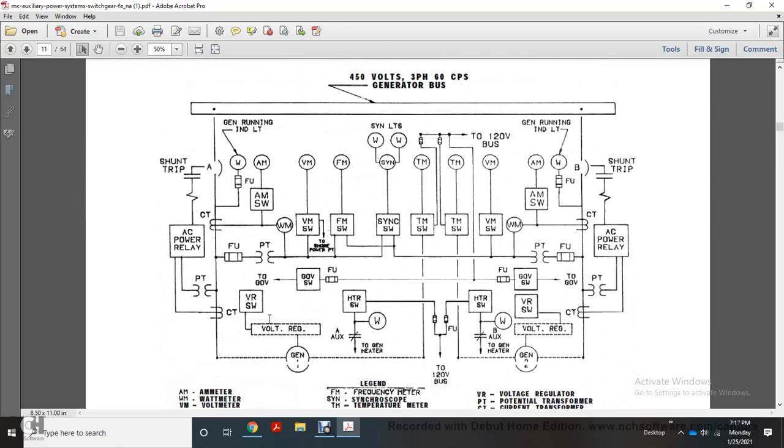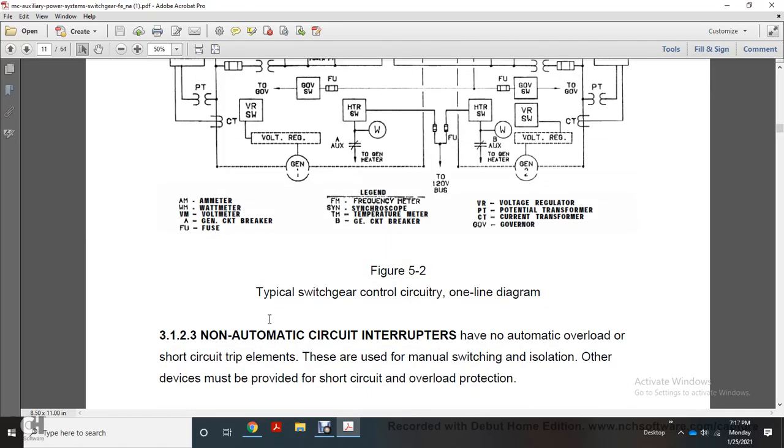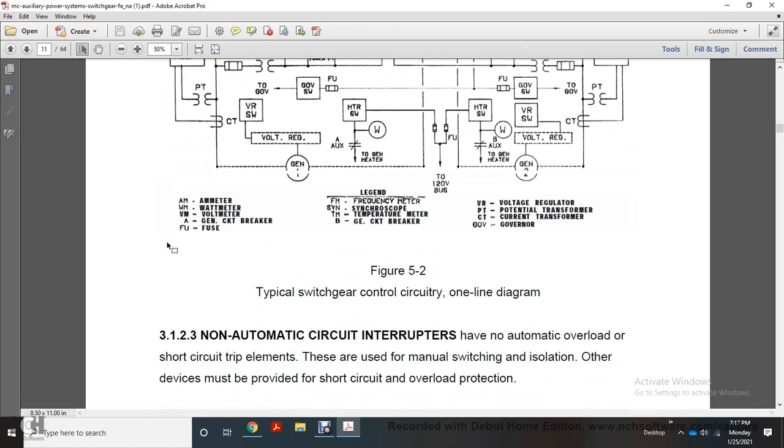And then it shows you an operator bus, 450 volts, 3 phase, 60 cycles. Figure 5.2 is your typical switchgear control circuitry one-line diagram. 3.1.2.3 Non-automatic circuit interrupters have no automatic overload or short circuit trip elements.